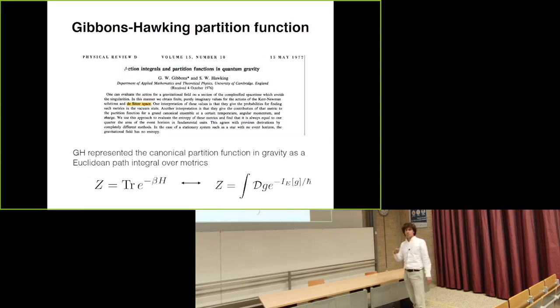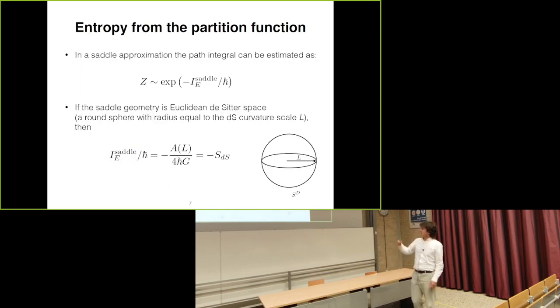Let me briefly review what Gibbons and Hawking did. They represented the thermal canonical partition function in gravity by a gravitational path integral over Euclidean metrics, where I is the Euclidean action, say for GR. Then they take a saddle point approximation, and if the on-shell action is much larger than h bar, then you can approximate the partition function in this way, as we have heard many times.